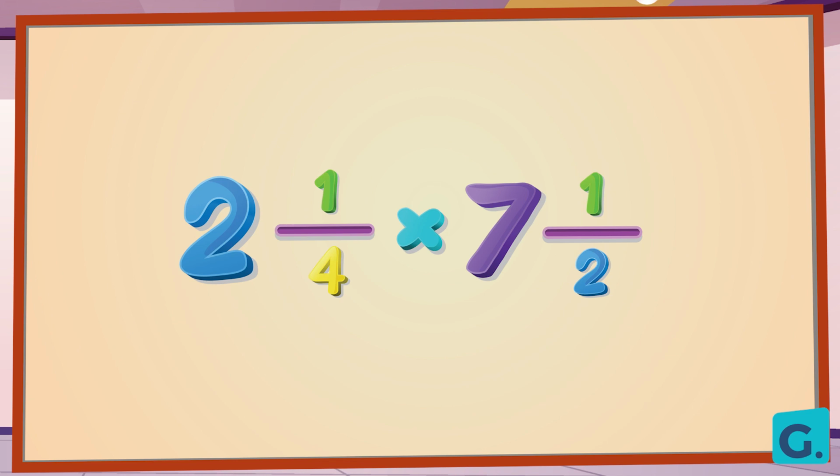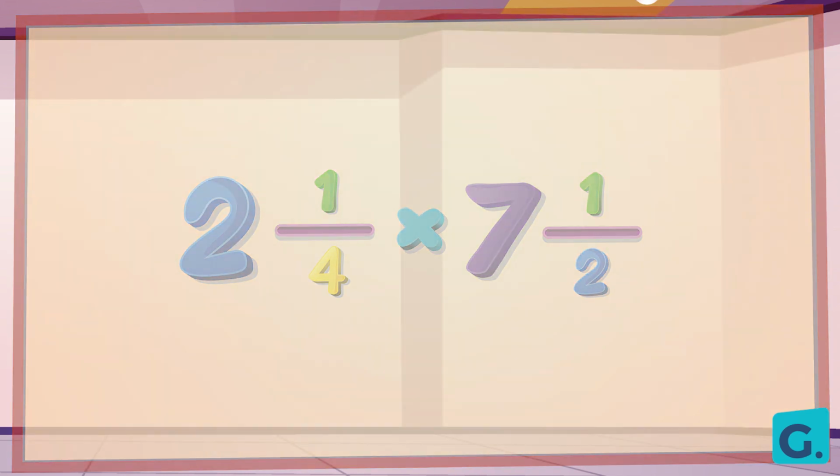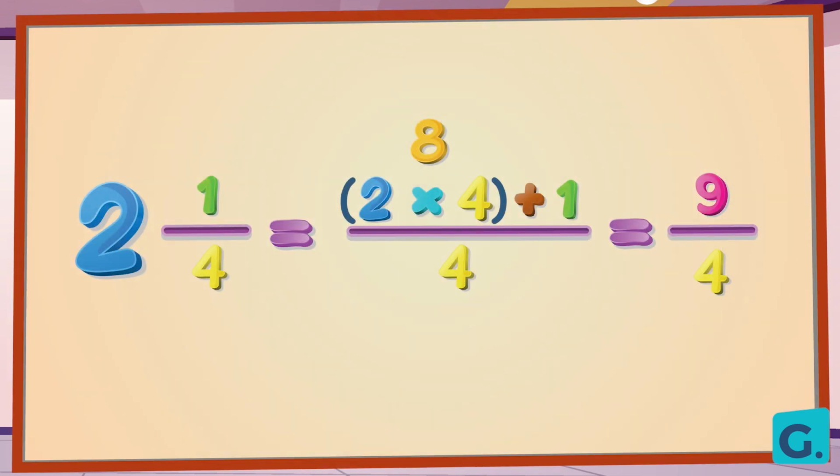Can you multiply 2 whole number 1 over 4 times 7 whole number 1 over 2? Can you multiply these 2 mixed numbers together? What do we need to do first? Of course, we need to change these mixed numbers into improper fractions. So 2 whole number 1 over 4 is going to be changed to 9 over 4 as an improper fraction. But how did I do that?